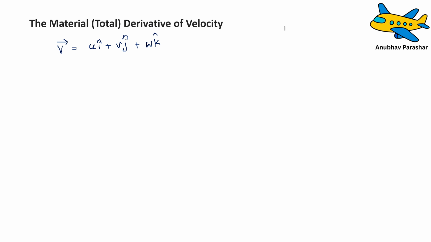For example, suppose it is a fluid. Let me take three coordinates here, x, y, and z. Let me say the fluid is flowing somewhere, something like this. If you take out the velocity of the fluid at a point, it will have all three components. So u is the component in the x direction, v is the component in the y direction, and w is the component in the z direction, right?